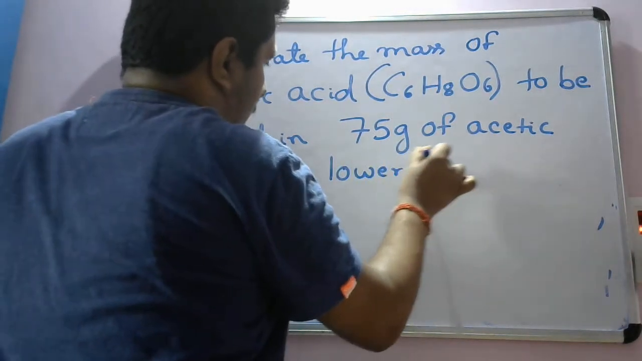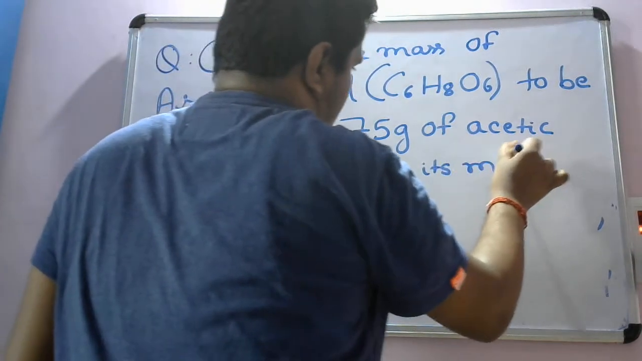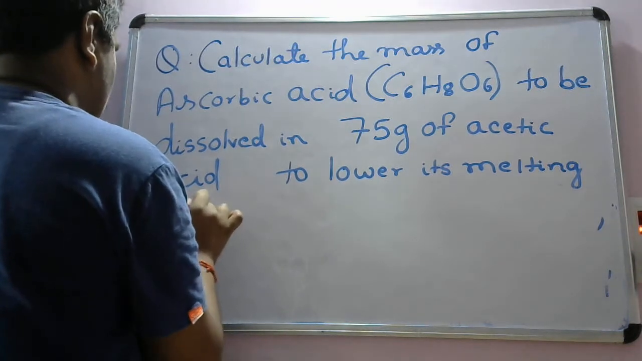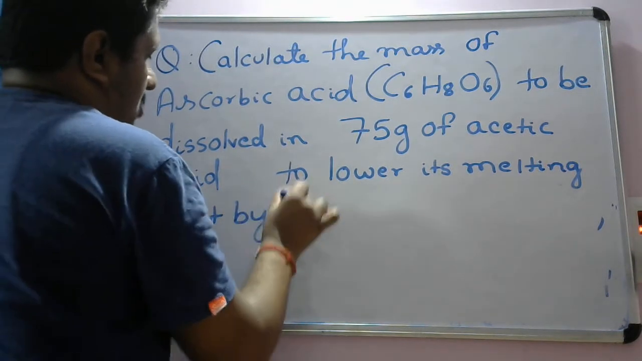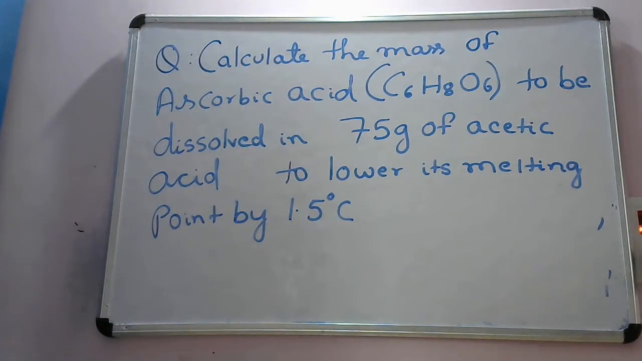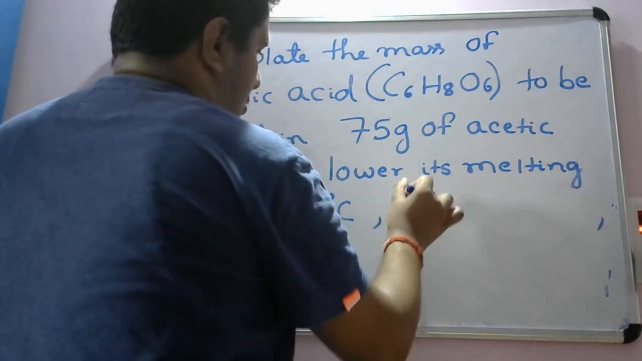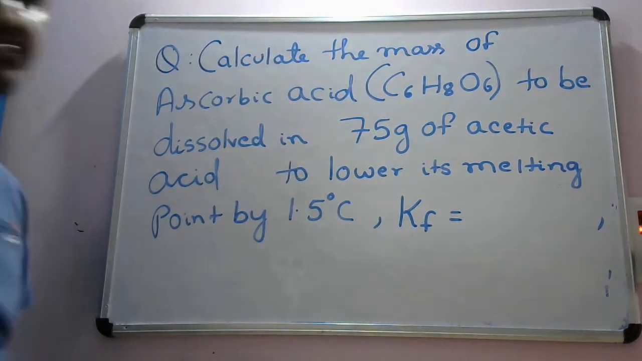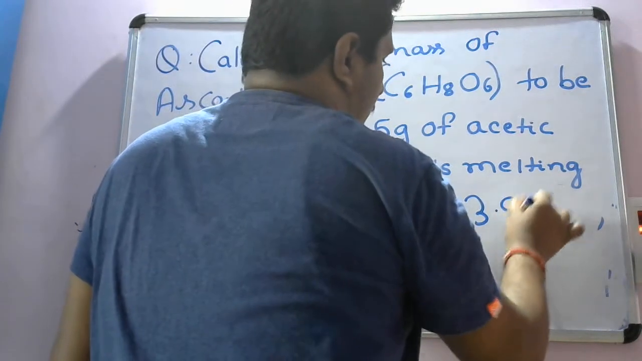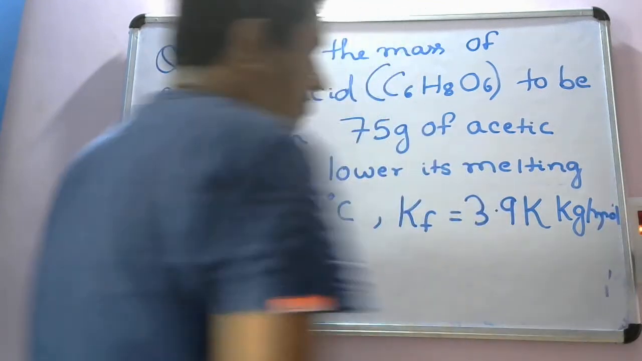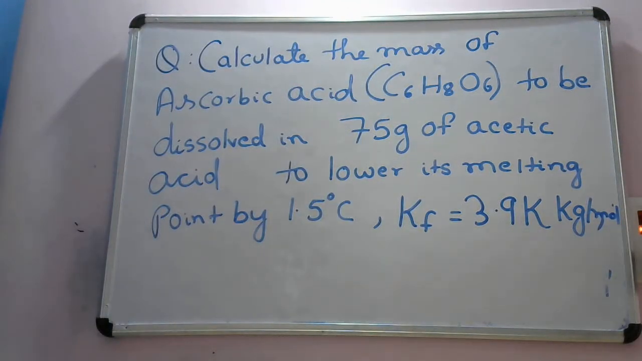To lower its melting point by 1.5 degrees Celsius, and Kf value for acetic acid is mentioned. Kf value is mentioned to be 3.9 Kelvin kg per mole. This is the data given to us.